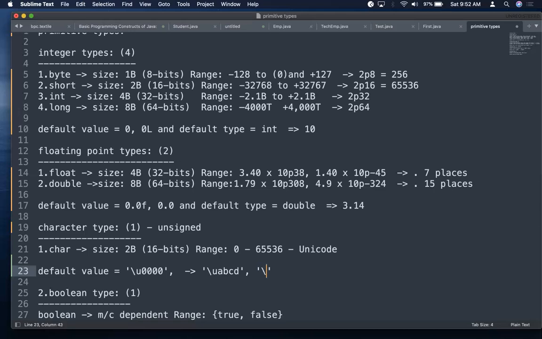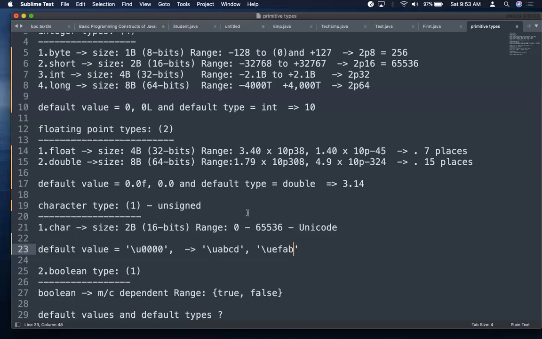In the same fashion, somebody can ask you about \u followed by something like E1AB with extra digits. Is it a character? No, only 4 hexadecimal digits should be there. EF12 is a character, or EFAB is a character. So any hexadecimal value with 4 digits is a valid character. That's about the character.